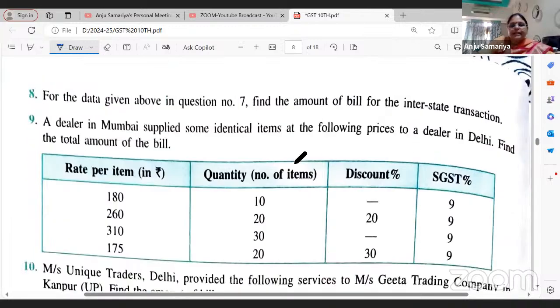A dealer in Mumbai supplied some identical items at the following prices. Again same thing, rate per item, number of items, discount दिया हुआ है, and SGST दिया हुआ है. बस एक का डिस्काउंट नहीं दिया हुआ है. हाँ, जो नहीं है वो that is on the marked price, ये इसी प्राइस पे रहेगा, 0 डिस्काउंट.